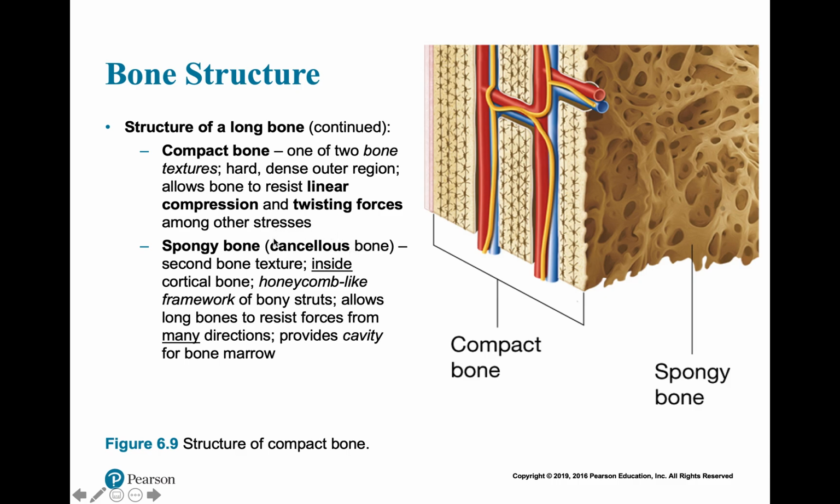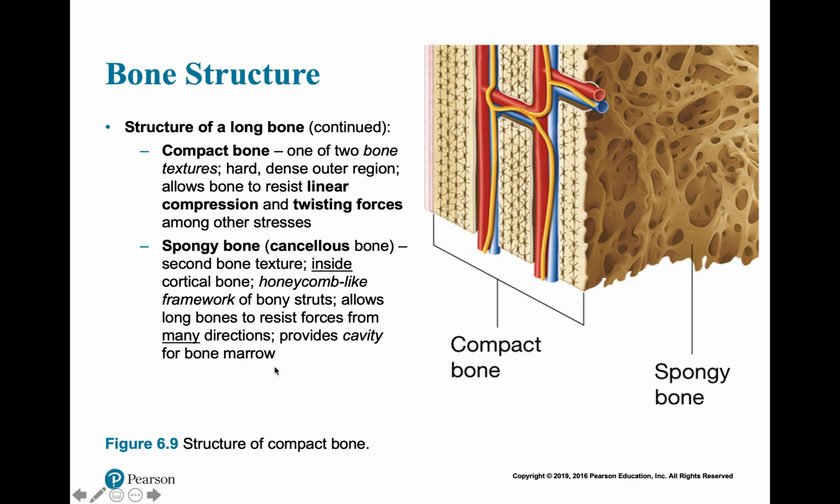So the dense outer region is compact bone, whereas the inside of a bone will be made up of spongy bone. Another term for spongy bone is cancellous. And it has this honeycomb-like framework of bony struts. There are a couple of functions of spongy bone. One, it still consists of a hard extracellular matrix, but it's just structured differently than compact bone. And we'll talk about the microscopic structure of compact bone a little bit later in this chapter. But having these struts oriented in all different directions allows long bones to resist forces in many directions. You can see that it's very porous and there are lots of little cavities.